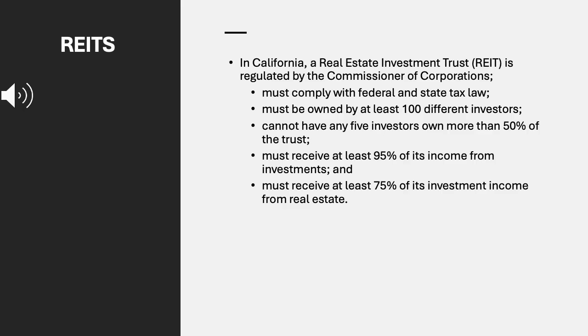It must comply with federal and state tax law. It must be owned by at least 100 different investors. It cannot have any five investors own more than 50% of the trust, must receive at least 95% of its income from investments, and must receive at least 75% of its investment income from real estate.